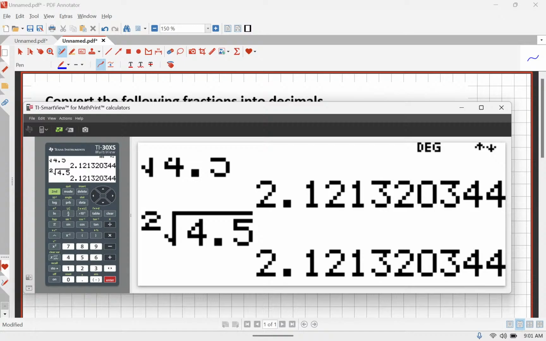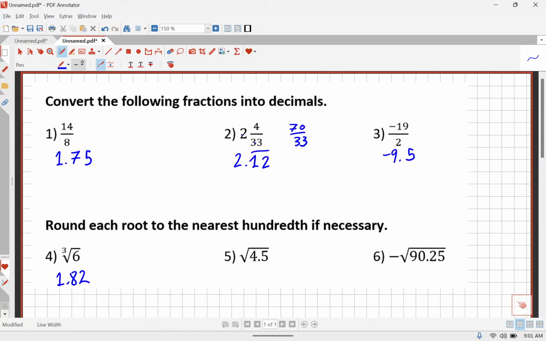Irrational. Since I took a root and got something horrible back, that's irrational. If I round it to the nearest hundredth, what comes after the 2, everybody? So should it be 2.12 or 2.14? Or sorry, 2.12 or 2.13? It should be 2.12. Very good. So about 2.12.